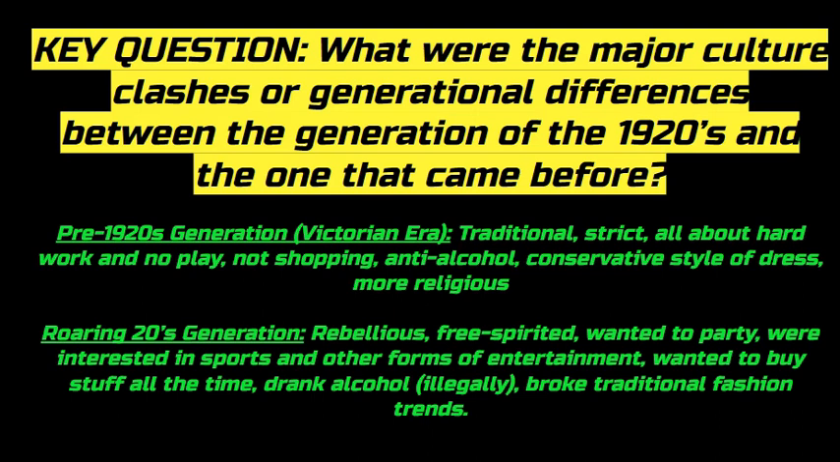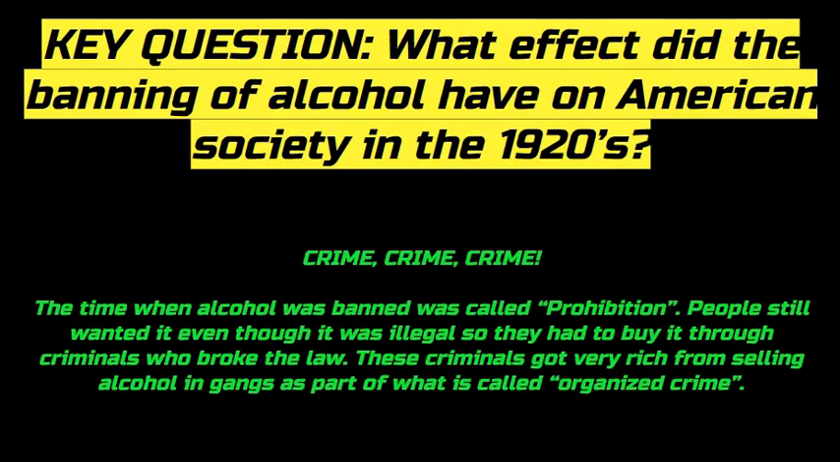Next key question. What were the major culture clashes or generational differences between the generation of the 1920s and the one that came before? Well, the pre-1920s generation, the Victorian era named after Queen Victoria, was traditional, strict, all about hard work and no play, not shopping, anti-alcohol, conservative style of dress, more religious. The Roaring 20s generation was rebellious, free-spirited, wanted to party, were interested in sports and other forms of entertainment, wanted to buy stuff all the time, drank alcohol illegally, broke traditional fashion trends, kind of wild compared to their predecessors.